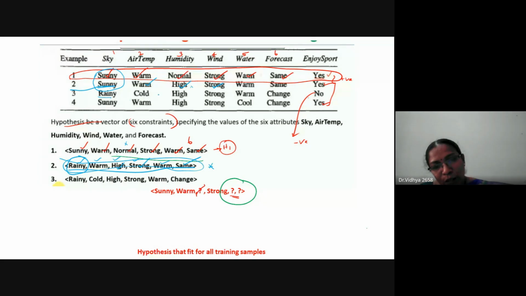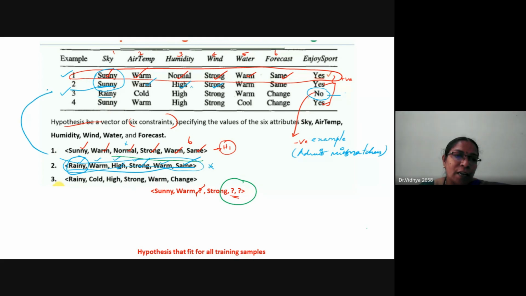Even though it is not matching with the third example, this hypothesis is okay for the third example because it is a negative example. It is not a positive example. If it is a negative example, we are able to admit some mismatches too, so that it obviously gives you the negative value. Okay, negative example. So the first hypothesis is suitable for example 1, and it is suitable for example 3 also.